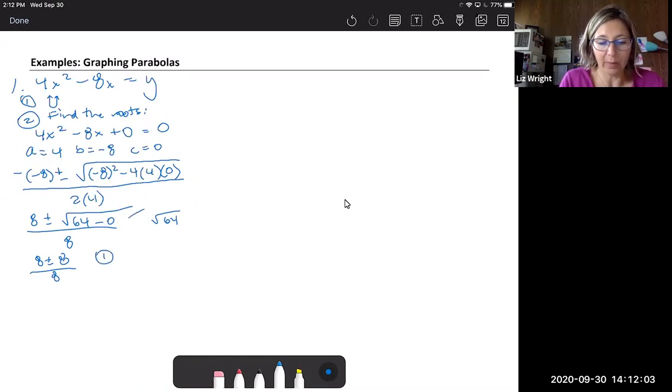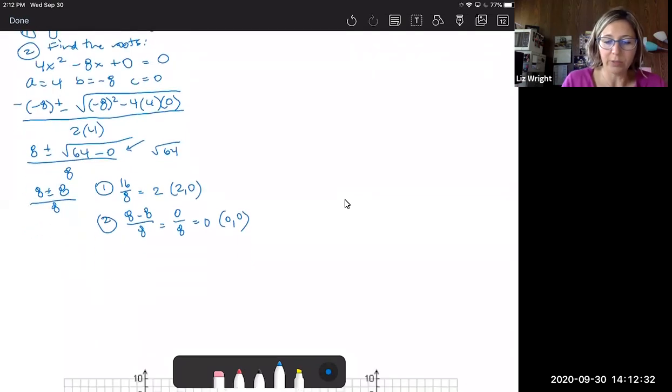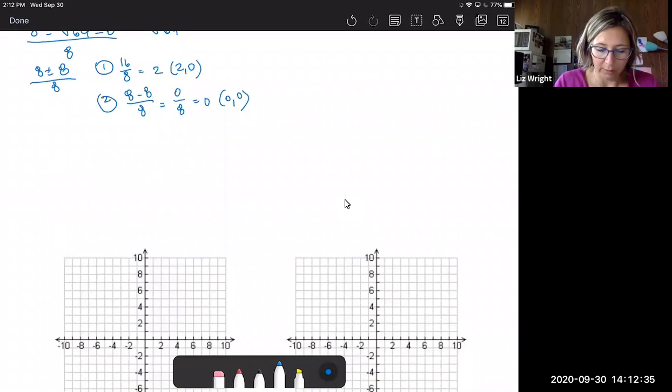Again, look back here. We've got a positive underneath the radical, which means we're going to have 2 roots. So then we're going to have 8 plus 8 over 8. So 16 over 8 is going to give us 2. And then we've got 8 minus 8 over 8. So that's going to be 0 over 8, which is 0, which means our other ordered pair is going to be at the origin of 0, 0. All right. So what I want you to do is go plot those 2 points, 2, 0, and 0, 0.